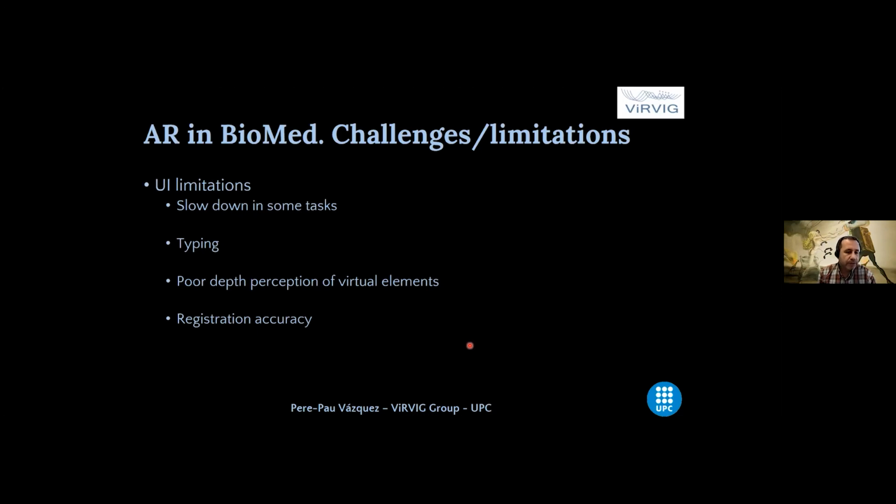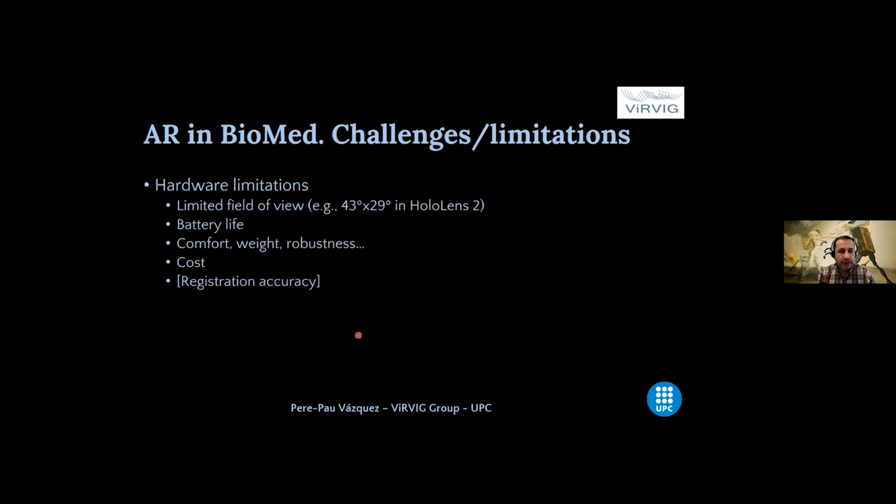So there are other limitations related to the user interface that can make some tasks slow down. The perception of virtual environments in augmented reality devices is typically poorer than with virtual reality. Again, the registration accuracy is important. And in general, the HMDs have a much smaller field of view than virtual reality. So it's complicated to add them to real life. You have only a small part where you can look and see the augmented information. And there are other issues regarding battery life, comfort, and so on.